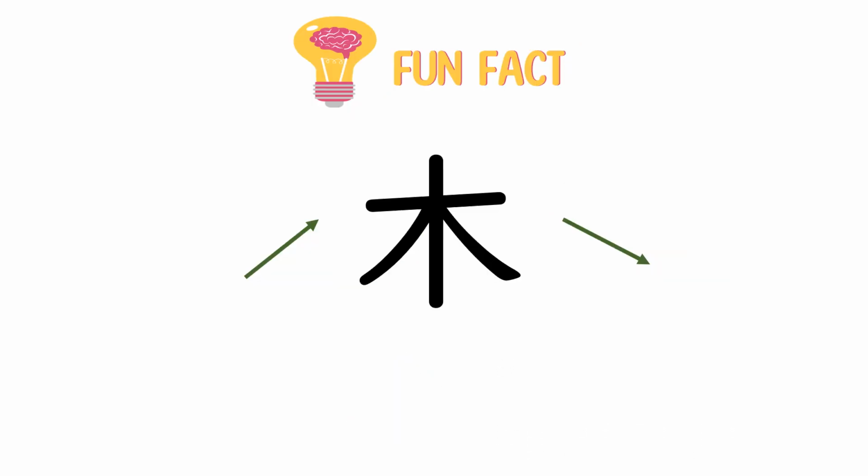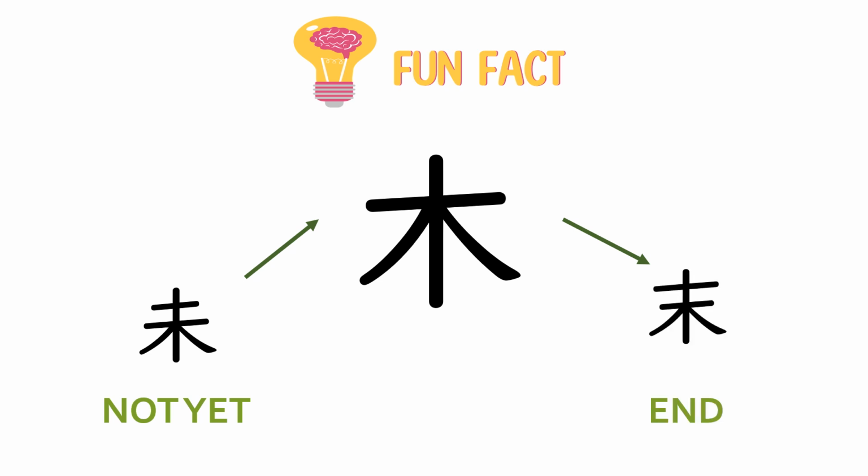Fun fact, there are 2 special kanjis that came from tree. The first one is not yet, which shows a short horizontal line on top, giving the meaning of a tree that hasn't fully grown yet. The second one is end, which shows a longer horizontal line on top, giving the meaning of a fully mature tree.